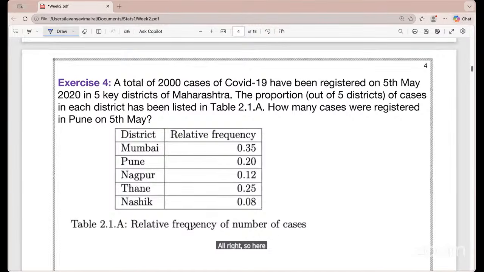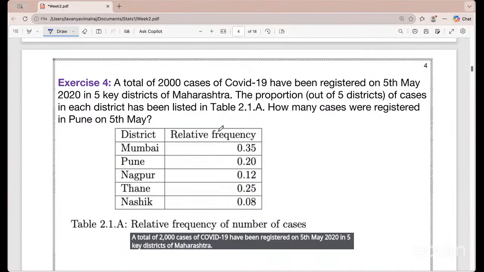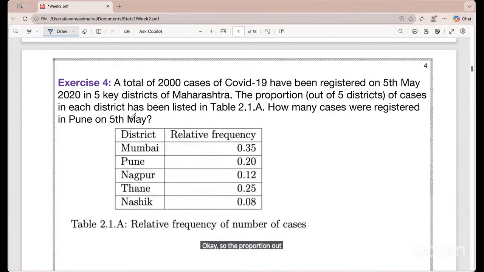So here is another exercise. A total of 2,000 cases of COVID-19 have been registered on 5th May 2020 in 5 key districts of Maharashtra. The proportion of cases in each district out of the 5 districts is listed in this table. The question is, how many cases were registered in Pune on 5th May? So how do you know? What is the information given to you? What is the total number of cases?